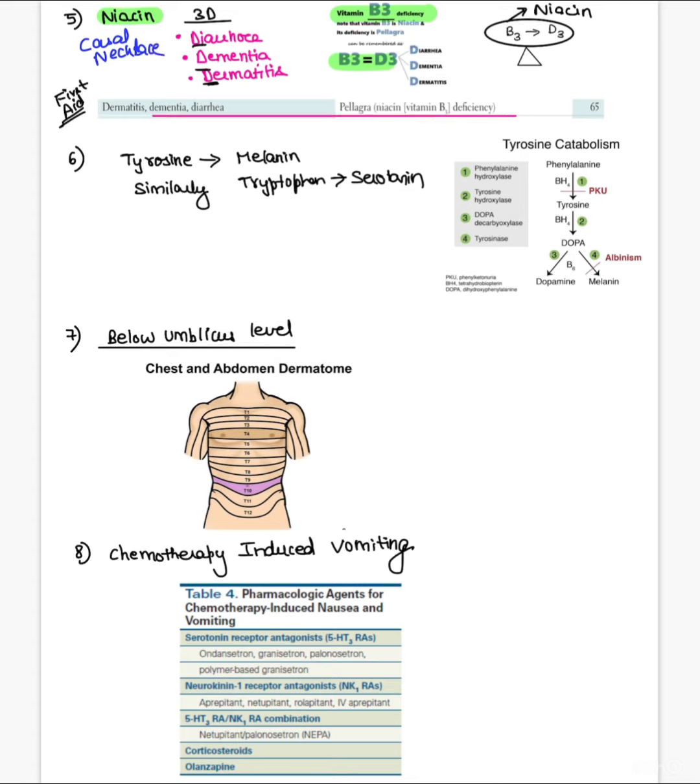See, this was again discussed even in the last minute revision video, guys. See, the same thing. Three Ds: diarrhea, dementia, dermatitis, guys. You have pellagra, niacin, vitamin B3 deficiency. Okay, now coming on to the next one, guys. Okay, that is your tyrosine. Melanin is formed from tyrosine, guys. That gives the pigment, and tryptophan forms the serotonin.